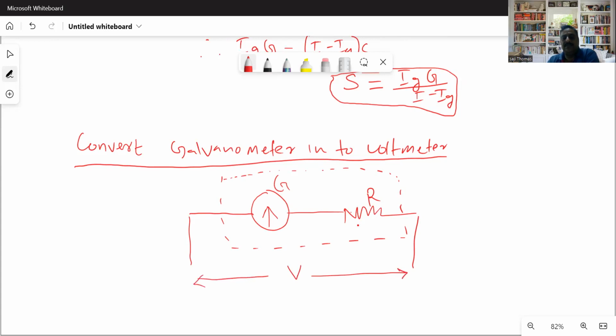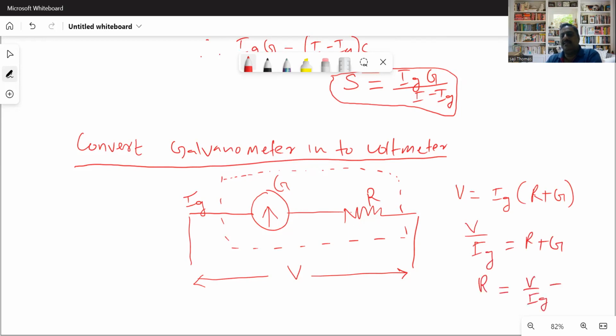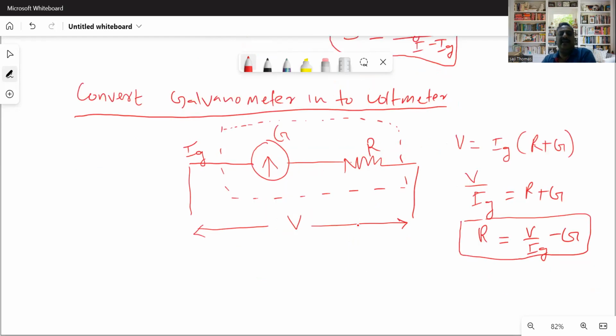And the current through the galvanometer is Ig. You know, the current through the galvanometer is the same as the current through the resistance, in series connection. So we can write V is equal to current into resistance. Current is Ig, resistance is R plus G. So V by Ig is R plus G. So you can find R equals V by Ig minus G. This is the equation to find the resistance that has to be connected in series to convert a galvanometer into a voltmeter.